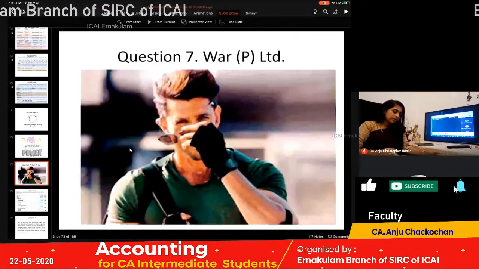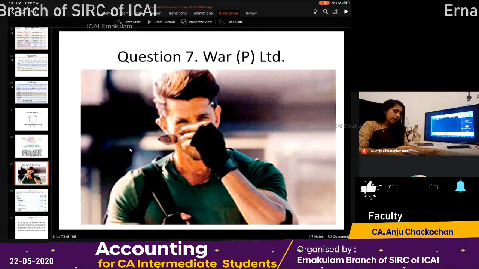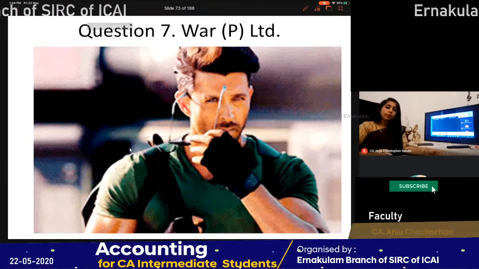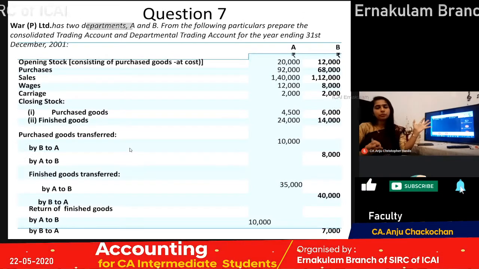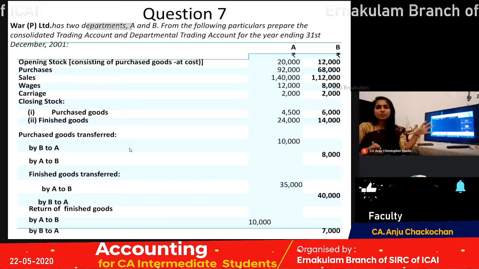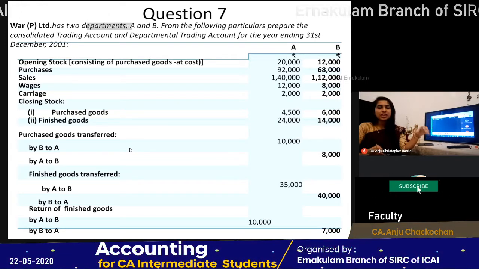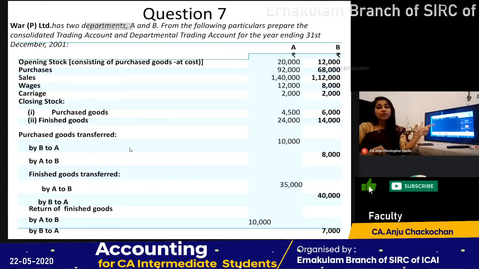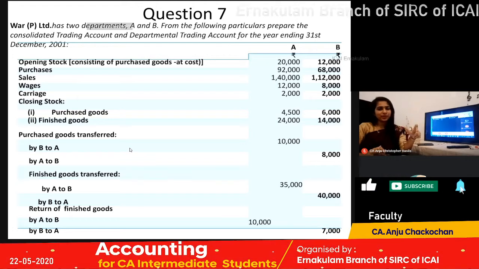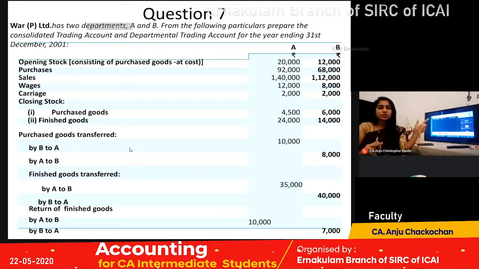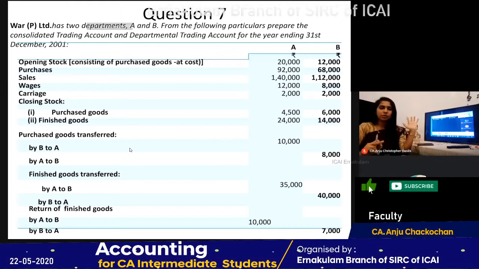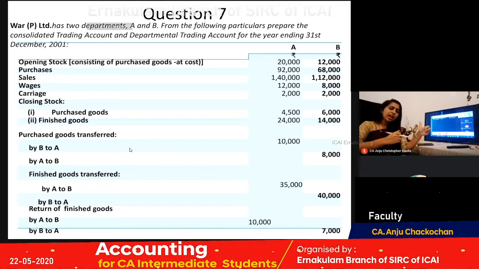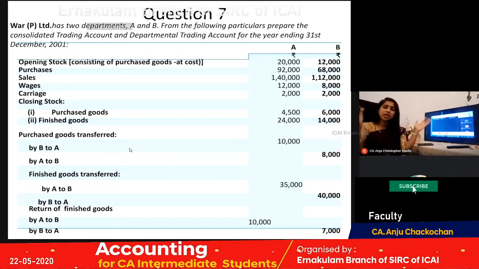We have discussed this also in yesterday's class. In War Private Limited, we were asked to prepare the departmental trading profit and loss account. There was nothing more, nothing less. But the challenge was that there were interdepartmental transfers, so we also had to consider those in the departmental trading P&L. That was the only point, and after that, the departmental trading account was a cakewalk.